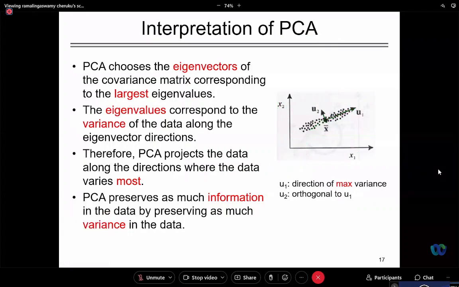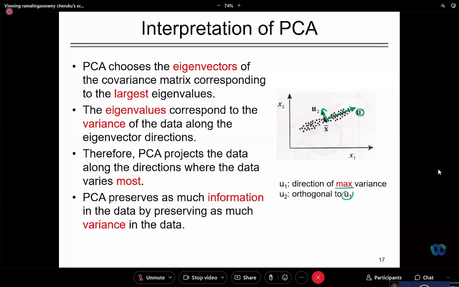We have to align my principal component, deciding in which direction I have to keep it so that I can preserve the maximum information. Okay. So the idea is U1 will be positioned in the direction where the maximum variance is, and the next principal component will be projected in the direction where the next maximum variance is. So U1 is the direction of maximum variance, and of course U1 and U2 are orthogonal.